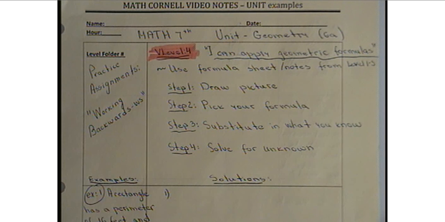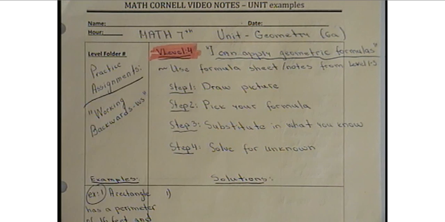So first thing, make sure that when you need to, you use your formula sheet and notes from level 1 to 3. Those notes are a very good resource for you, because you have everything written down so far. The worksheet you're going to practice with is the working backwards worksheet. It's pretty much just an additional level of challenge, practicing with the same examples we already did.